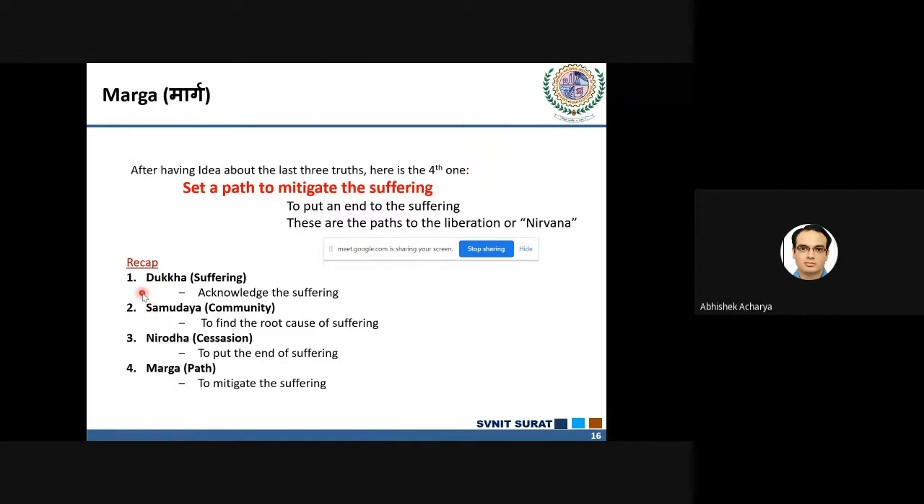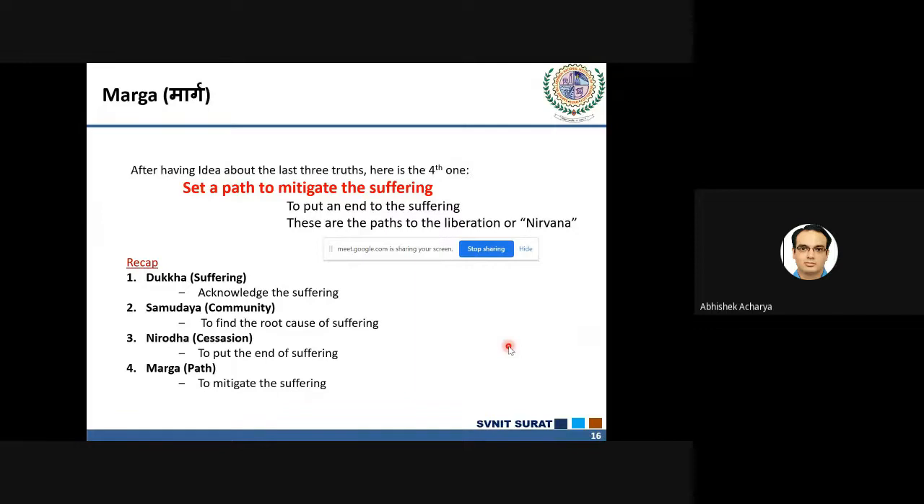Okay, so let me recapitulate what I have discussed so far. The four noble truths are suffering, community, cessation, and path. That is dukkha, samudaya, nirodha, and marga. Dukkha means acknowledge the suffering. Samudaya means to find the root cause of the suffering. Nirodha means to put an end to suffering, and marga means to mitigate the suffering.